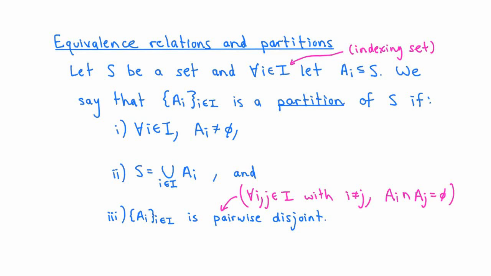Now, the main things that I want to convince you of at the end of the video here are that number one, anytime you have a partition of a set, it can be used in a very natural way to define an equivalence relation on the set. And that, conversely, anytime you have an equivalence relation on a set, the equivalence classes form a partition of the set. Therefore, there's a close relationship between equivalence relations and partitions of a set.